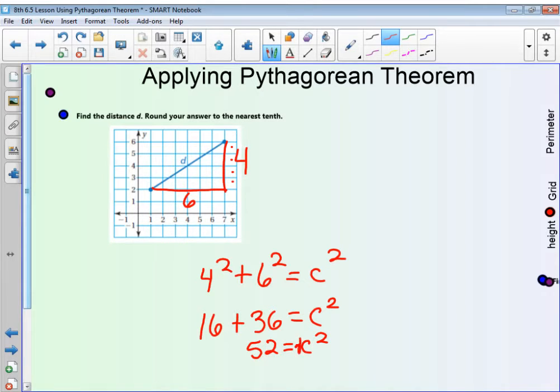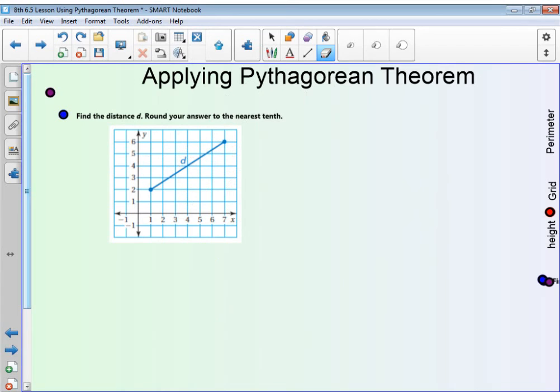So to get rid of the squared, we do the square root. So we can leave our answer in a decimal, so we're just going to go ahead and punch in the square root of 52 on our calculator, and that's 7.2. So this would, D would be 7.2 units. It's just another format that they can go ahead and give you.